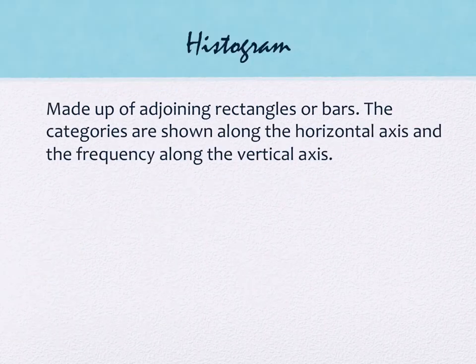A histogram, you've seen used before. Probably histograms and bar graphs are the most common ones you would see used at this point in your academic career. They're made up of adjoining rectangles or bars. Adjoining means they touch each other. Okay, the bars touch. It's really important for you to write that down because we're going to talk about another graph later called a bar graph that feels very similar to a histogram, but the bars don't touch. Okay, so in a histogram, the bars touch. The categories are shown along the horizontal axis, and the frequency is along the vertical axis.